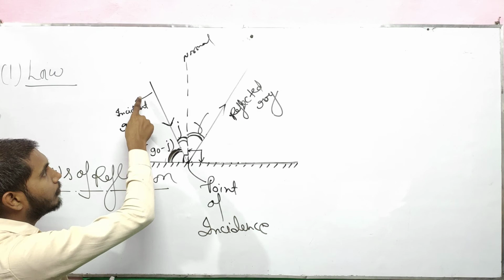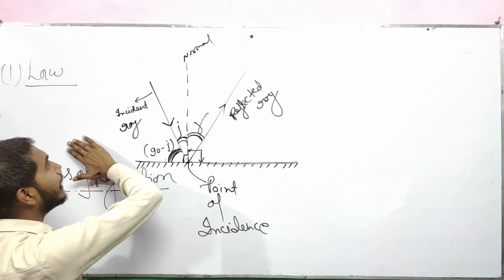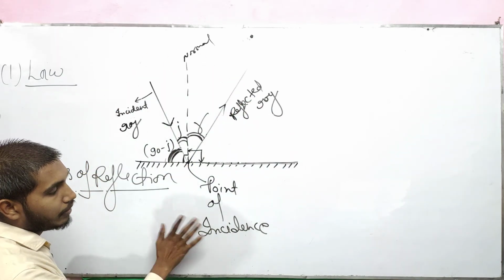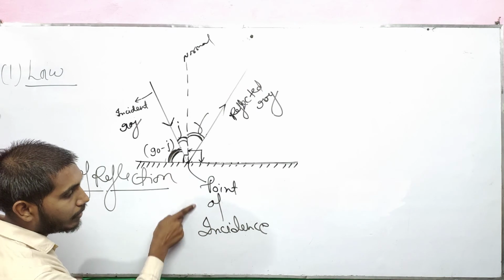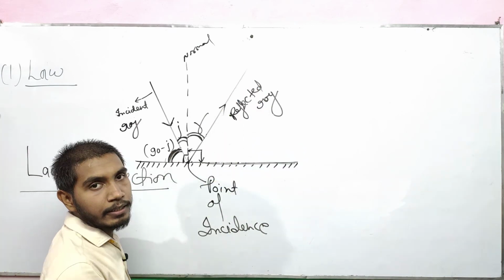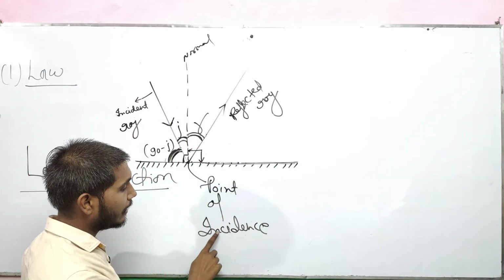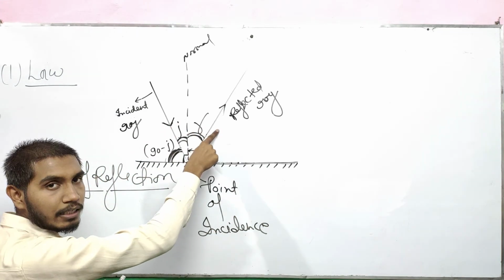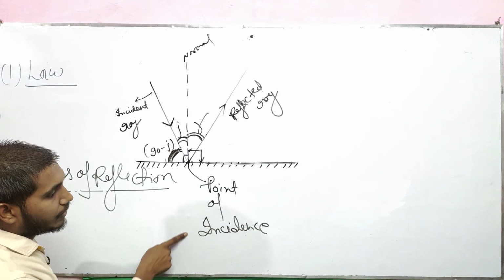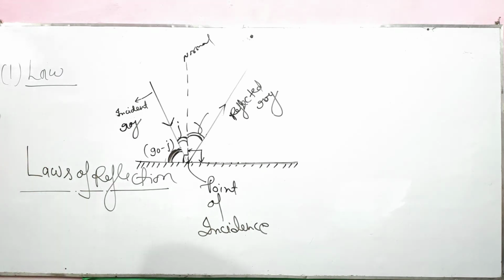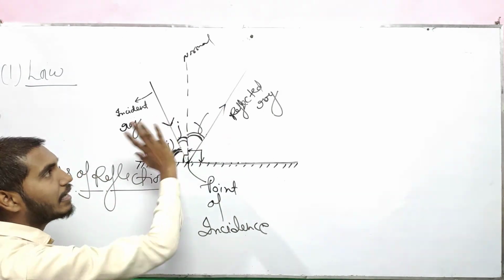Now understand this. The incident ray is situated in the plane of the board at the point of incidence. The normal is situated in the plane of the board at the point of incidence. The reflected ray is situated in the plane of the board at the point of incidence. These all three are in this board plane. This is the meaning of the first law: the incident ray, normal and reflected ray at the point of incidence all three lie in the same plane.